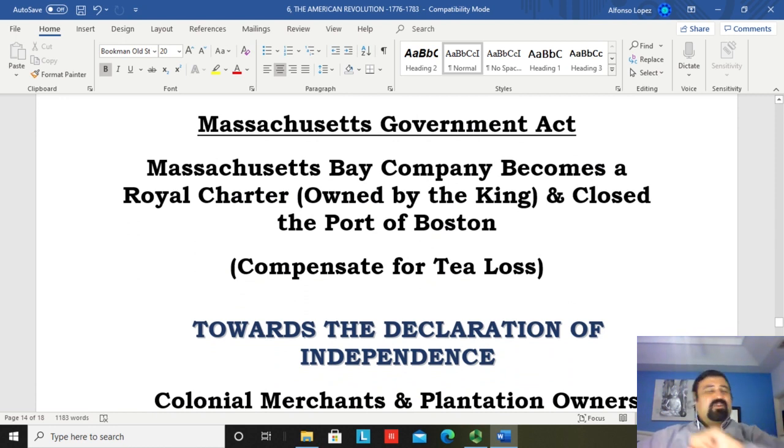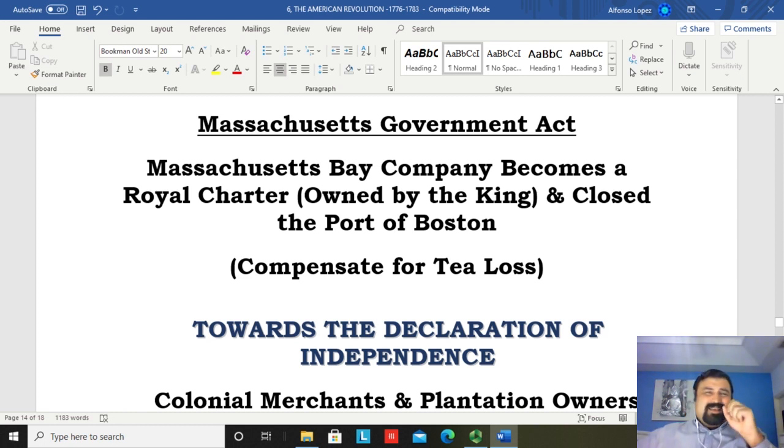So I'm not going to cover all of those pieces of legislation, just the most important ones, the ones that are going to be more significant for the Declaration of Independence and the American Revolution. Those are the Coercive Acts that are more important here. The most important is what is called the Massachusetts Government Act. Okay, the Massachusetts Government Act. So, what is the Massachusetts Government Act?